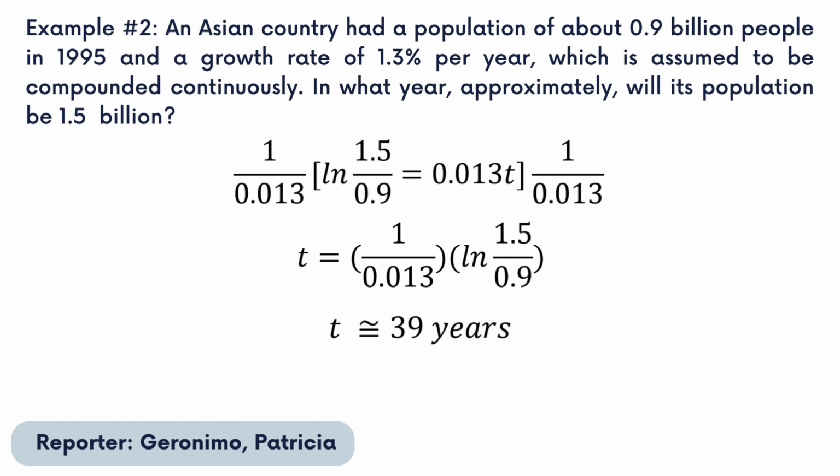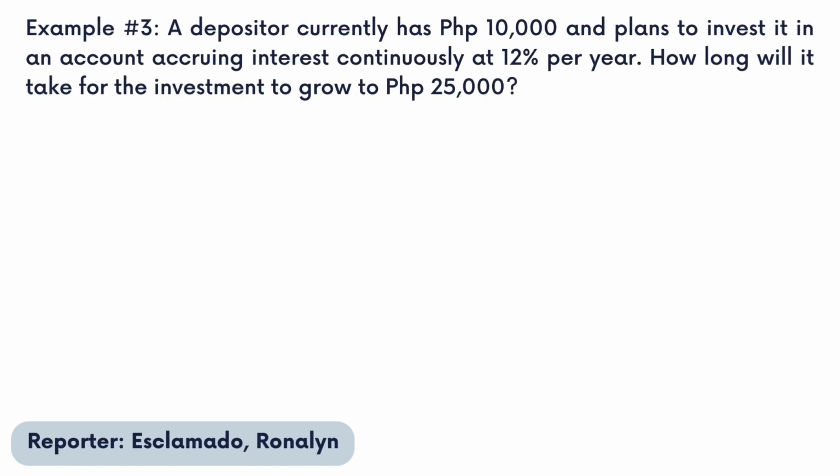Our initial year is 1995 plus 39 is equal to 2034. So in year 2034, the total population was 1.5 billion with a growth rate of 1.3%. So now let us proceed to example number 3.3.